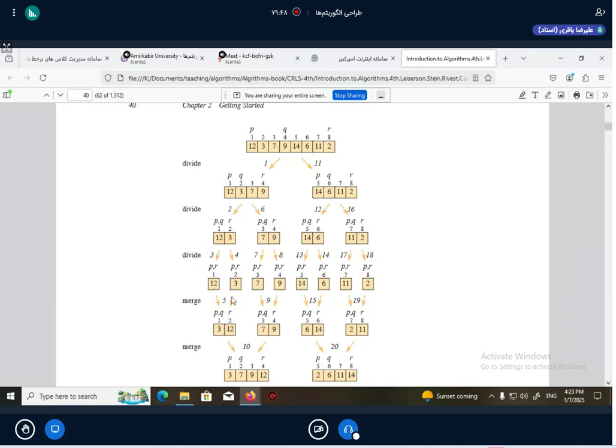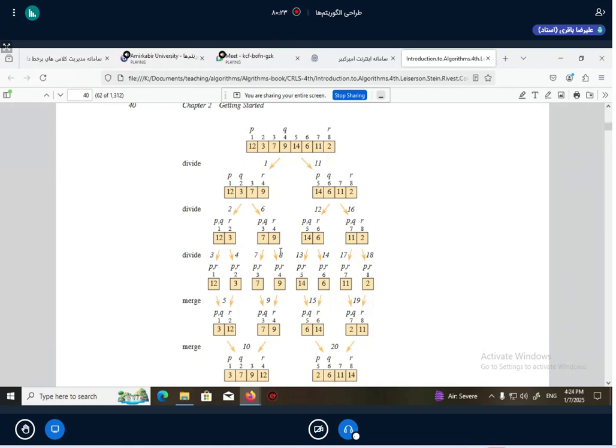Then 12 is compared with infinity, and 12 is the minimum. So 12 is copied, and its index is increased and goes to infinity, and the merging of these two parts is finished. The result of merging 12 and 3 is 3 and 12, which is sorted.